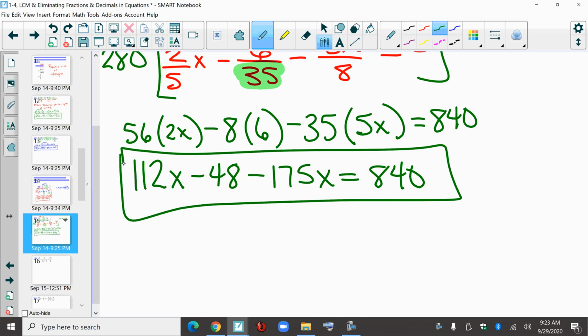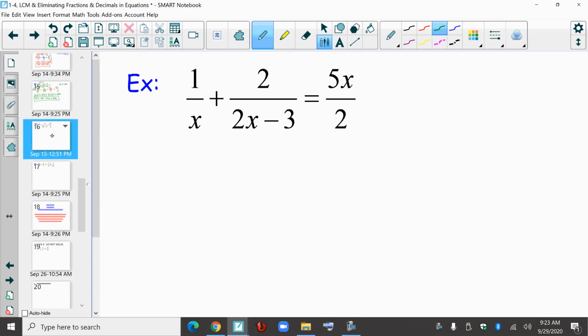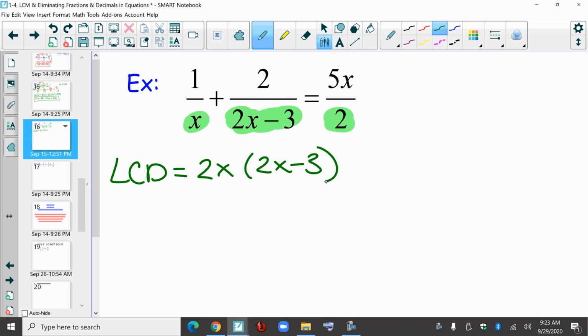Okay? I'm going to give you 2 more examples here, and then I'll be done. Each one of these is unique. Your LCD is 2 times x times 2x minus 3. That is what we're going to multiply this whole fraction by.